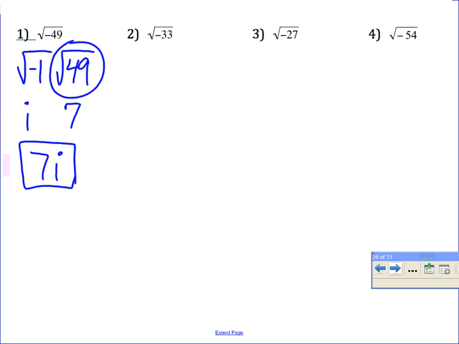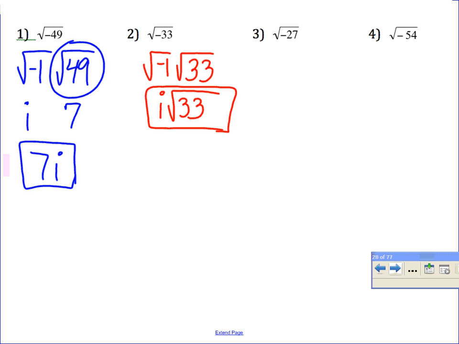That's pretty basic. So let's look at number 2. Number 2, square root of negative 33. We see a negative inside the square root again. So square root of negative 1 times square root of 33. First thing you should say is, okay, we have a negative. We know square root of negative 1 is i. Square root of 33 does not have a perfect square that goes into it. So you leave your answer as i times the square root of 33. So that kind of makes it easy if there's not a perfect square that goes into it. It saves you some time.